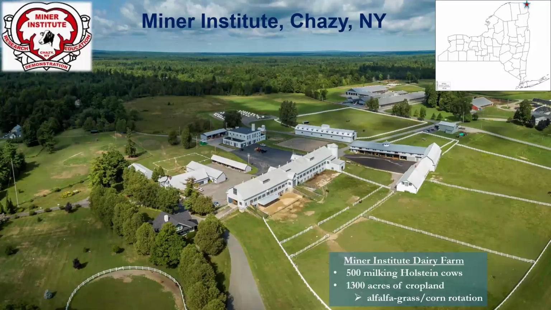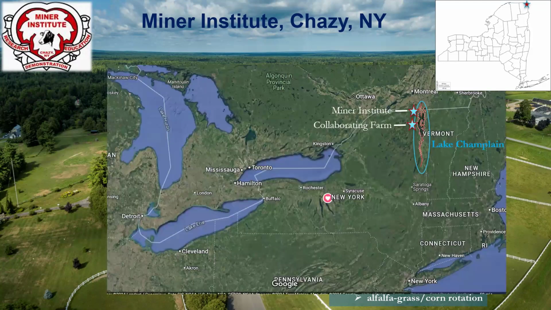So I am from the Miner Institute in Chazy, New York. You can see, just a little bit cut off, right up there in the far northeast corner of the state, just south of Canada and right along the border of Lake Champlain. We are a research and education facility. This includes a working dairy farm where we have 500 milking cows, as well as 1,300 acres of cropland that we manage in a perennial alfalfa grass and corn rotation.